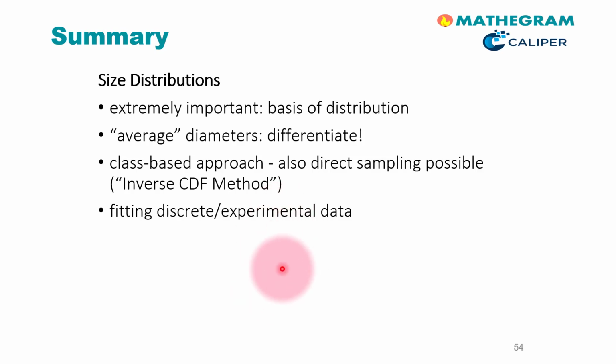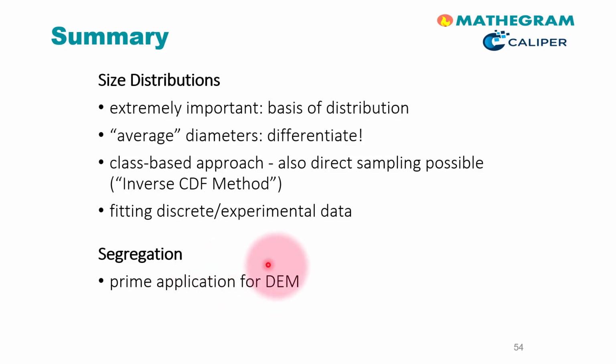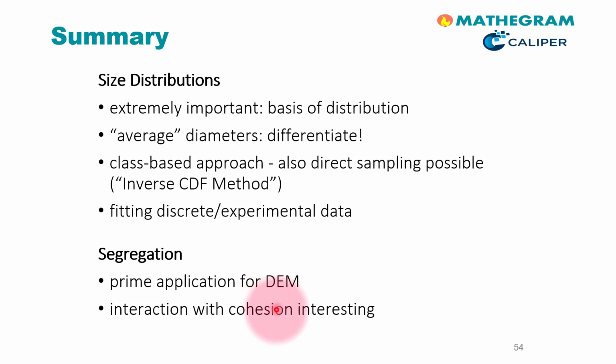Finally, we had a look on something different, namely segregation phenomena, which are a prime application of the DEM. We conclude the present unit by mentioning that the interaction of segregation phenomena with cohesion is quite interesting. For example, we can use cohesion to counteract segregation, which is obviously a topic of great practical interest.